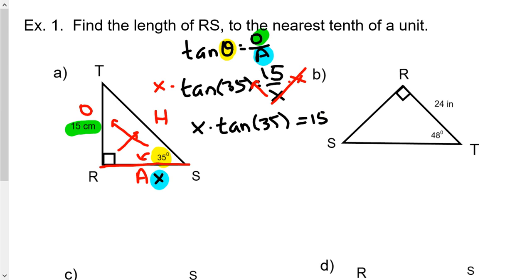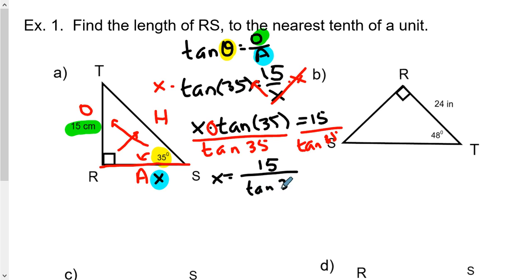So now to get X by itself, I have to divide by whatever it's multiplied by. Right now it's being multiplied by the tangent of 35. I'm not doing any inverses here because now I'm not trying to undo that tangent operation. I'm just trying to undo this multiplication here. So I'll divide, just like we have before. I'm also going to divide the other side by tangent of 35. And so my X value, that length RS, is 15 over tangent of 35.